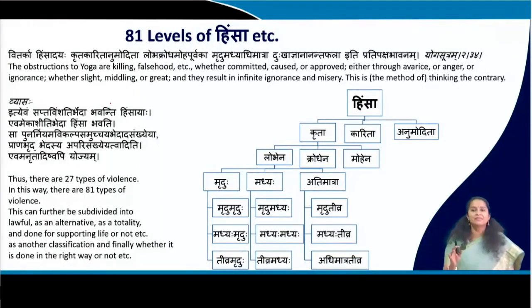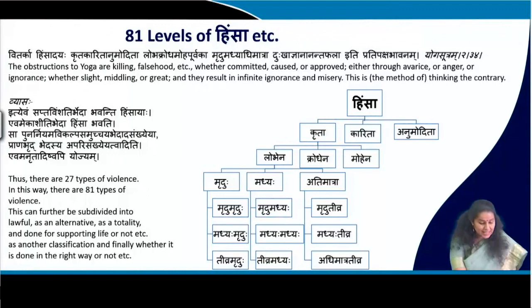So, Vyasa in his Bhashyam is saying, Ityevam Samtavimshatir Bheda Bhavanti Himsayaha. So, there are 27 types of varieties of Himsa. Which are they? The basic ones that he said, Krita, the first 3, those 3 of each of them, and 3 of each of those varieties also. And then he goes on to say, on his own, he says, Evam eka shitir bheda hinsa bhavanti. So, he is saying that you add another permutation or combination of mridu and madhya and adhimatra, and altogether you will get about 81 permutations and combinations.